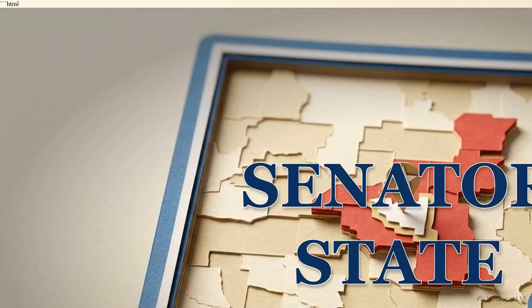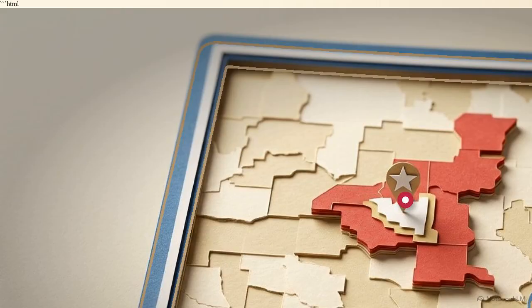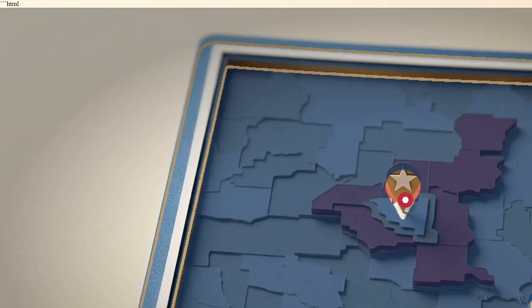Question 23 asks who a U.S. Senator represents. The answer is all people of the state. Notice that both senator and state begin with the letters ST. While a representative focuses on one small district, a senator speaks for the whole state.